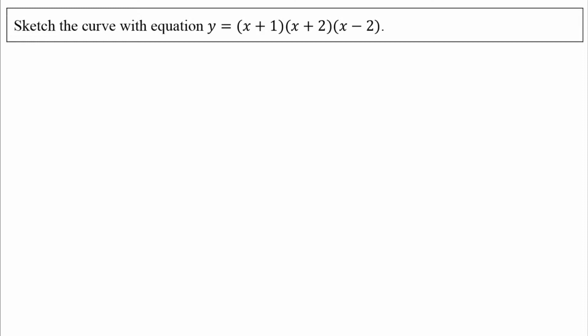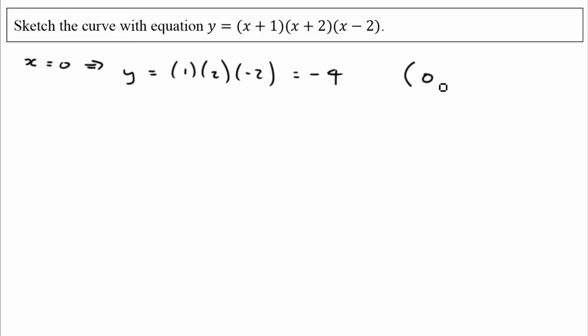Let's return to some of the ideas we had when we were sketching quadratics. Firstly, we can find the intersection points with the axes. To find the intersection point with the y-axis, we need to put x equal to 0. So if we put x equal to 0, then we have a y of 1 times 2 times negative 2, which is negative 4. So we know that this cubic will pass through (0, negative 4).